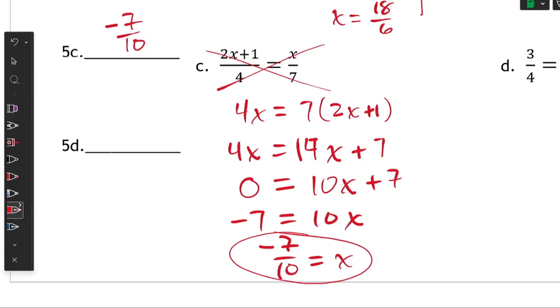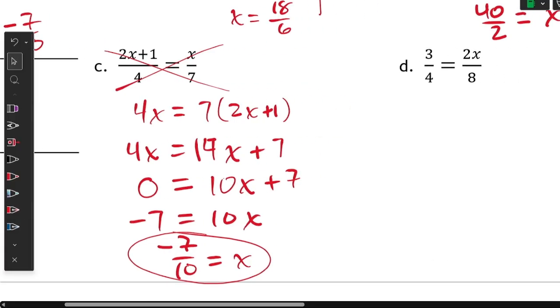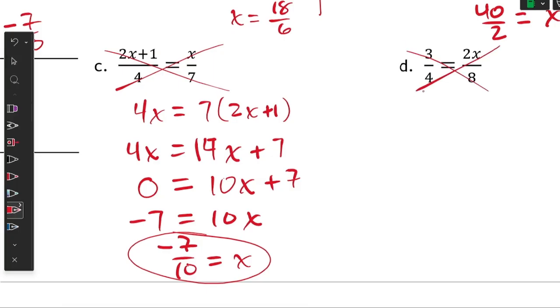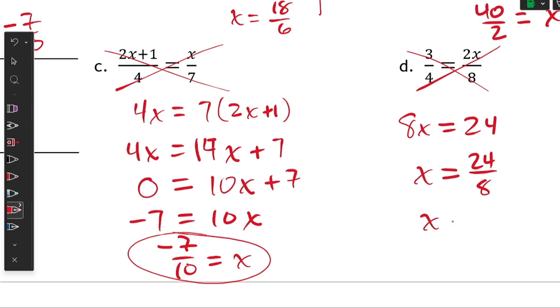And now that we've seen that proportion, because if I see a proportion, again, a fraction equal to a fraction, I'm going to keep using this all the time. So I'll just go 4 times 2x is 8x, equal to 3 times 8, which is 24. And if I divide both sides by 8, this becomes 24 eighths, and 24 over 8 is the number 3. So x is 3.